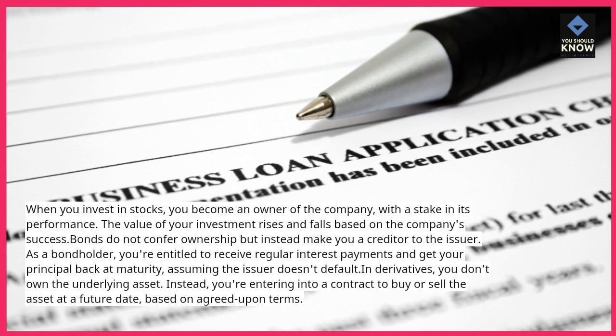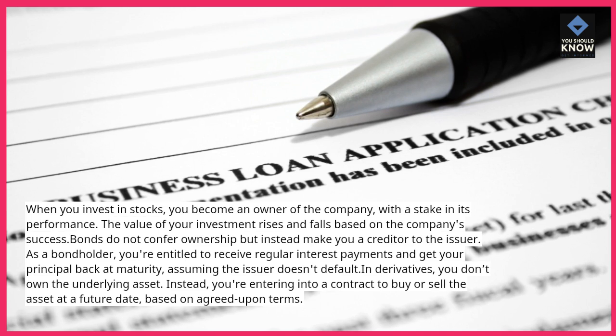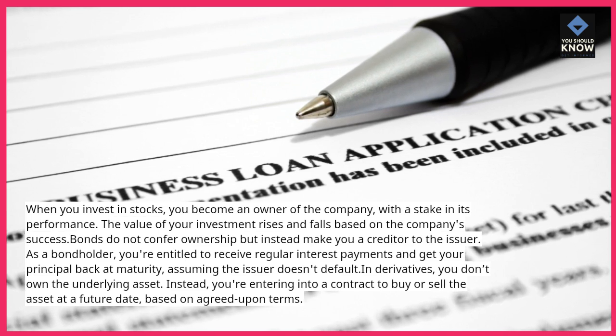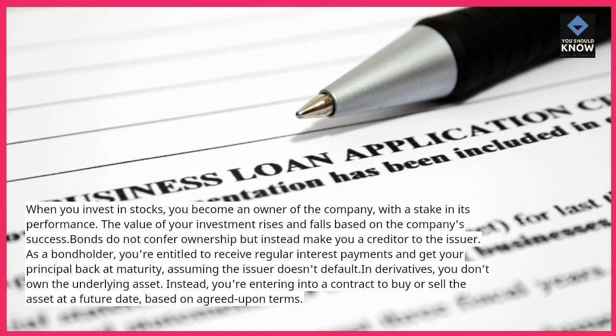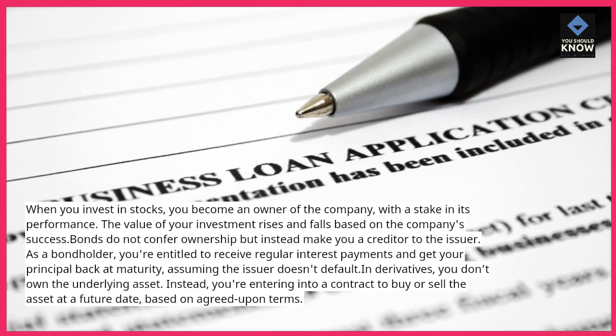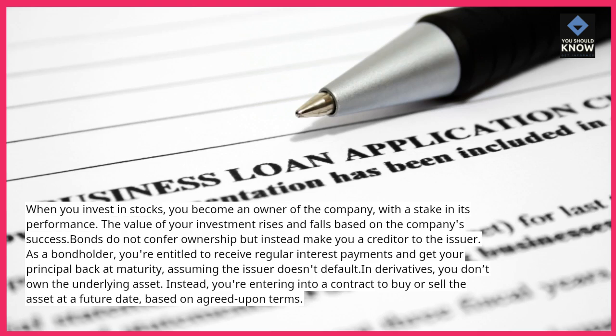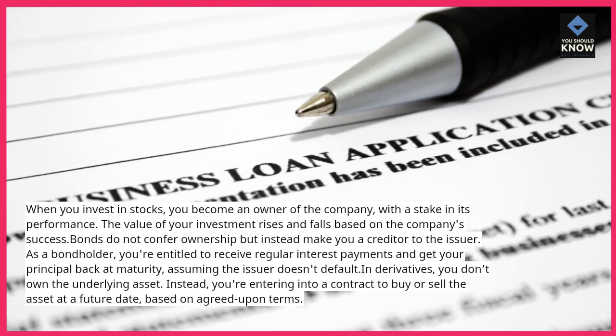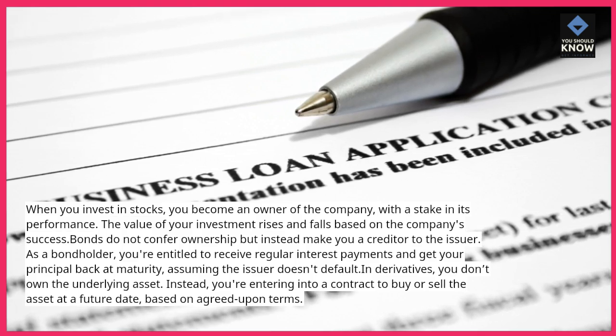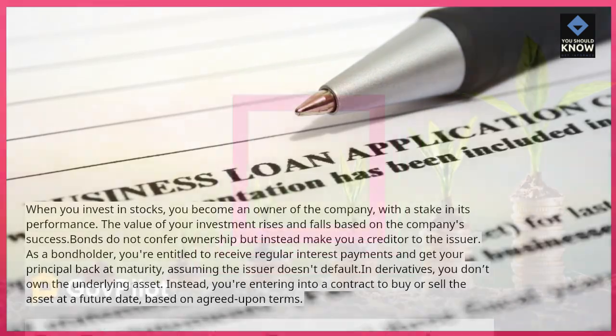As a bondholder, you're entitled to receive regular interest payments and get your principal back at maturity, assuming the issuer doesn't default. In derivatives, you don't own the underlying asset. Instead, you're entering into a contract to buy or sell the asset at a future date, based on agreed-upon terms.